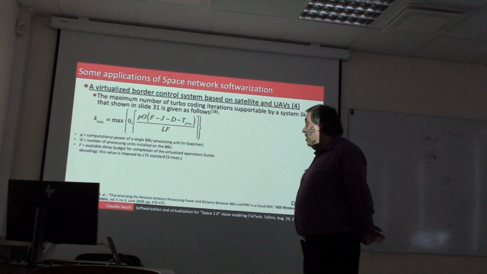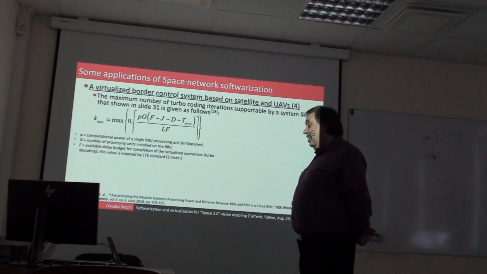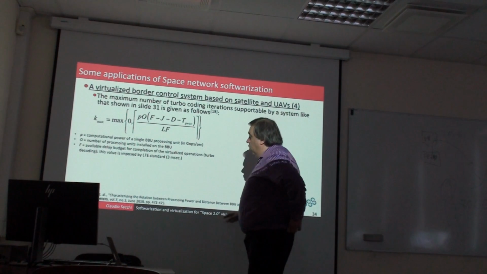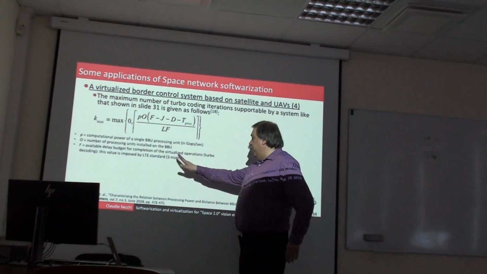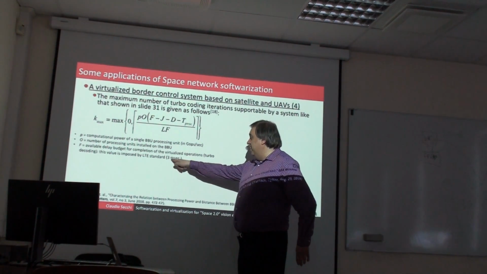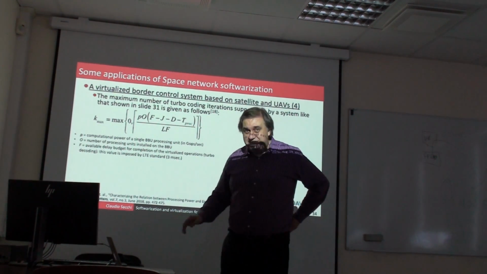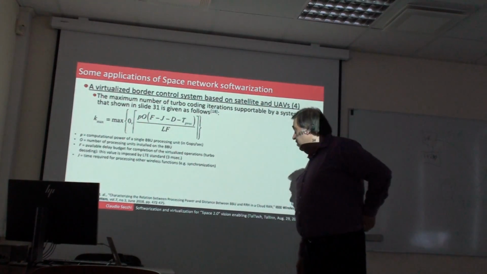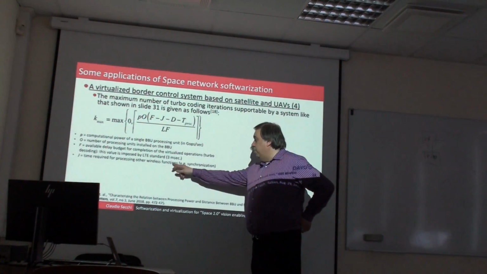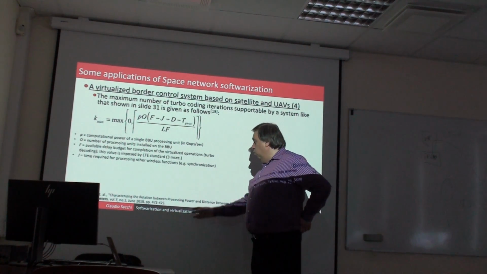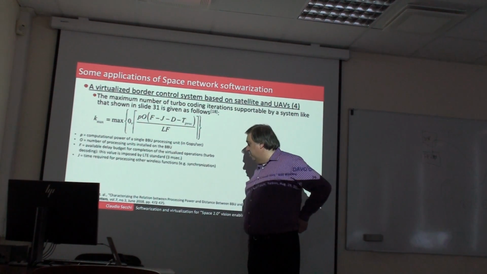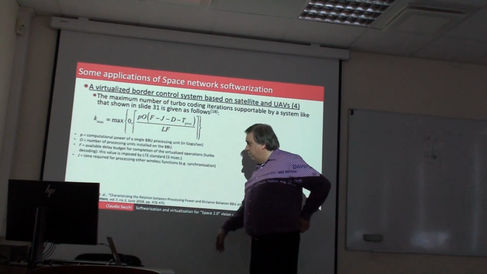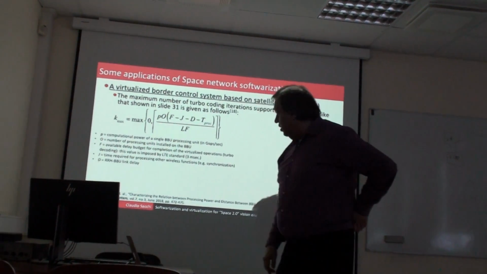F is the available delay budget, that is a constraint of the standard. So in LTE, the turbo decoding operation must be completed in 3 milliseconds, otherwise the network cannot work. J is the time required for our wireless function, for instance, the synchronization. There is a standard value that is imposed.